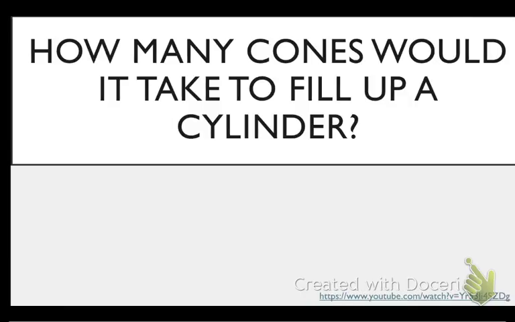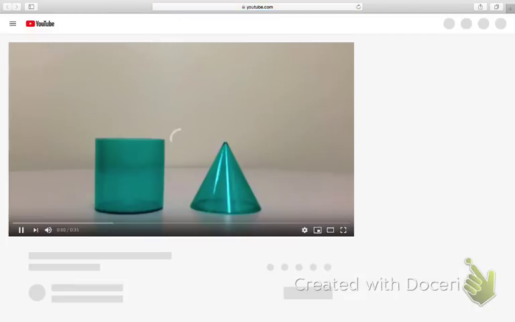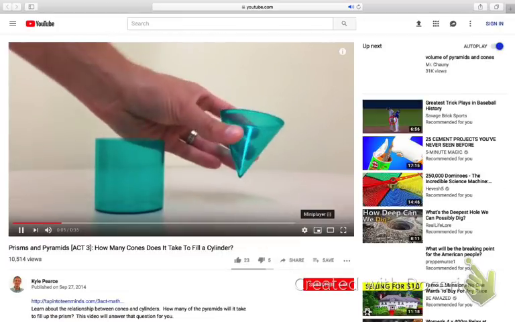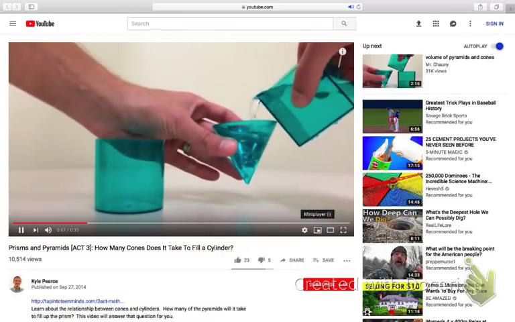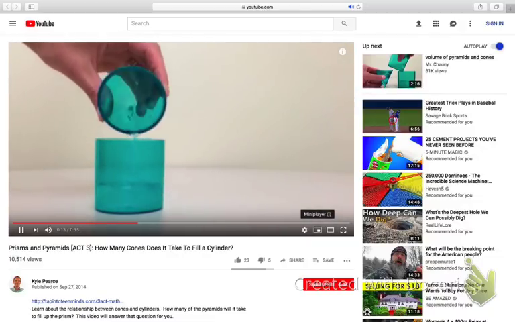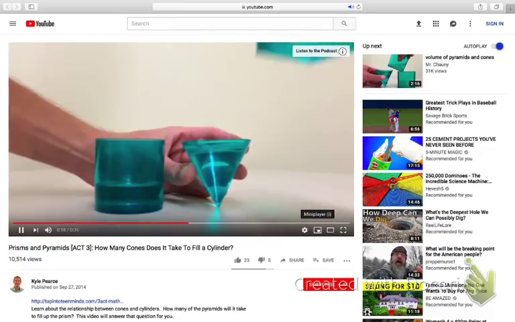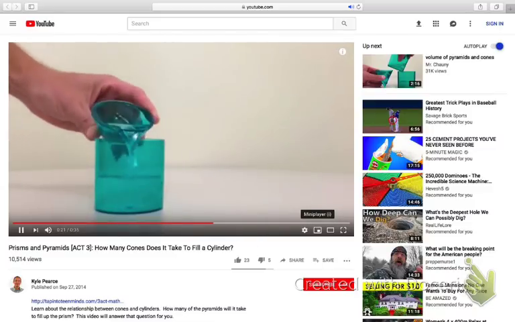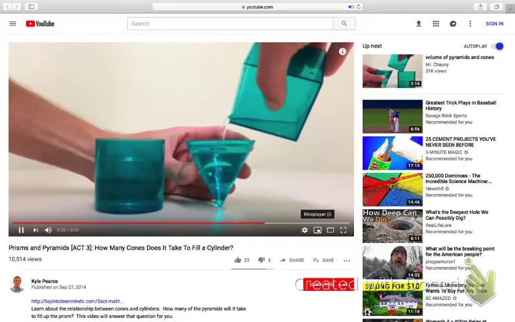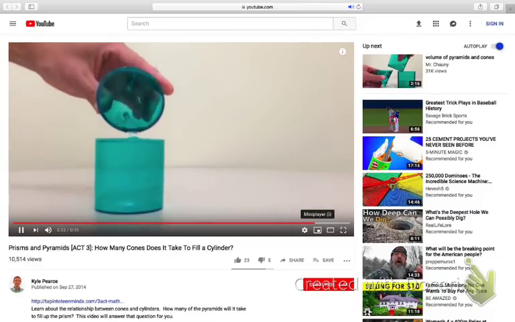If it works for me, right? So this video is going to show us how many cones it is going to take to fill up a cylinder. So this person has a cone. That's one time. It's 2 times. And that should fill it up at 3 times.